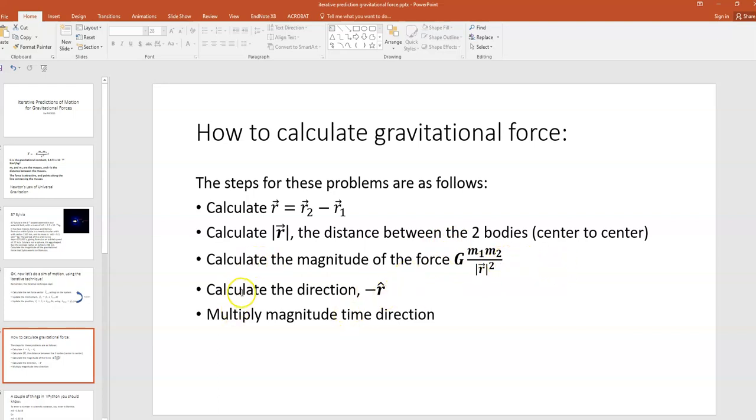Next, you calculate the direction of that force by getting minus r hat. So that's the unit vector associated with the vector r from the first step multiplied times minus 1. And then you multiply the magnitude that you calculated in step 3, G m1 m2 over r squared, times the direction that you calculated in step 4, minus r hat, to find the force vector, okay? So that's what we're going to do.